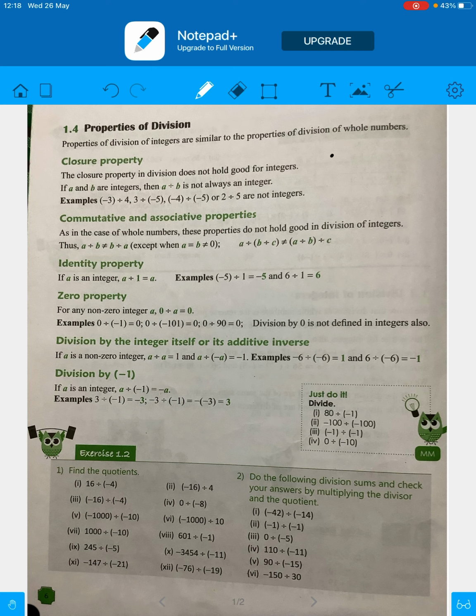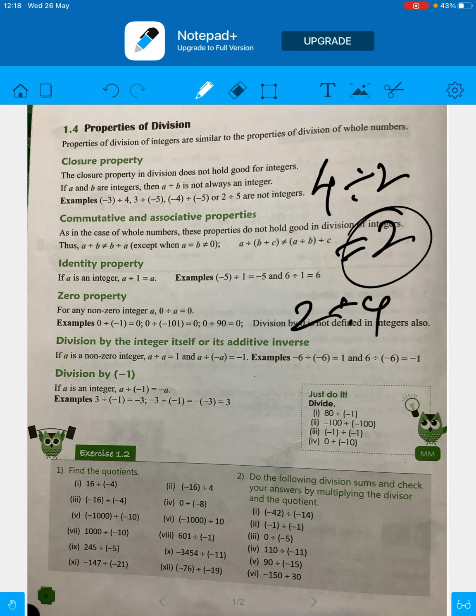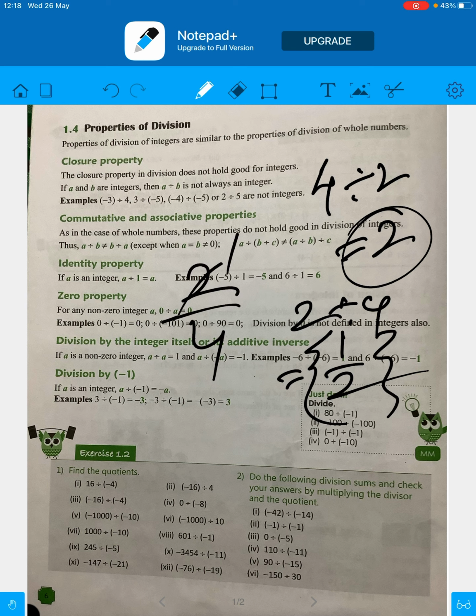Sometimes it can be an integer. Suppose if we take 4 divided by 2, what will we get as the answer? The answer is 2, which is an integer. But this is not same in every case. If we take 2 divided by 4, the answer will be what? The answer will be 1 by 2, right? Half. So which cannot be an integer, it is also a fraction. How did I get 1 by 2? 2 by 4. 2 1s are 2, 2 2s are 4, is equal to half. This is how I have got half.